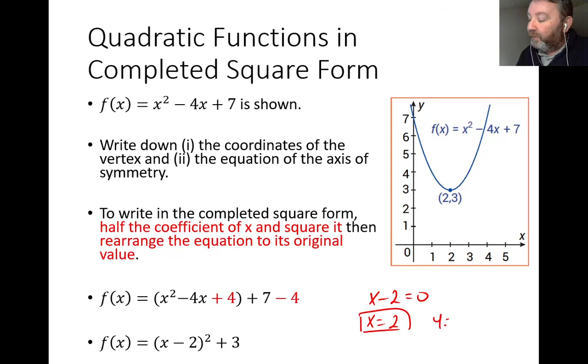Put it together with the value of y equals 3, and what do you get? The point (2, 3). Have a look at the graph. There it is. There's the vertex. And what's the axis of symmetry? The axis of symmetry is x equals 2. There's the axis of symmetry there.